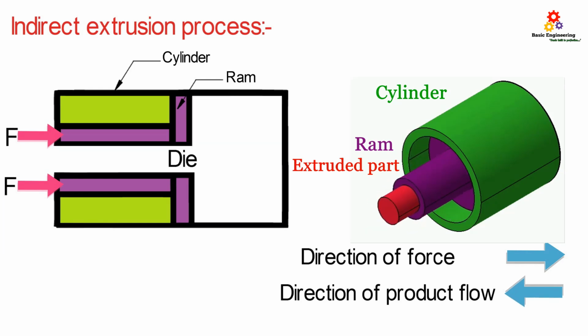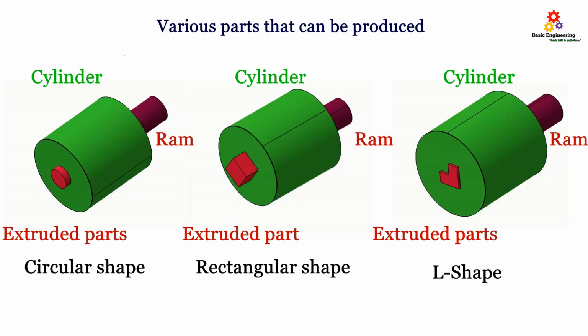In forward and reverse extrusion processes, friction is present between the billet and container wall, so the power required will be more to overcome the friction. To minimize the friction between billet and container wall, lubrication is provided. A tremendous number of shapes can be produced by the extrusion process. We can see circular, rectangular, L shape, etc.